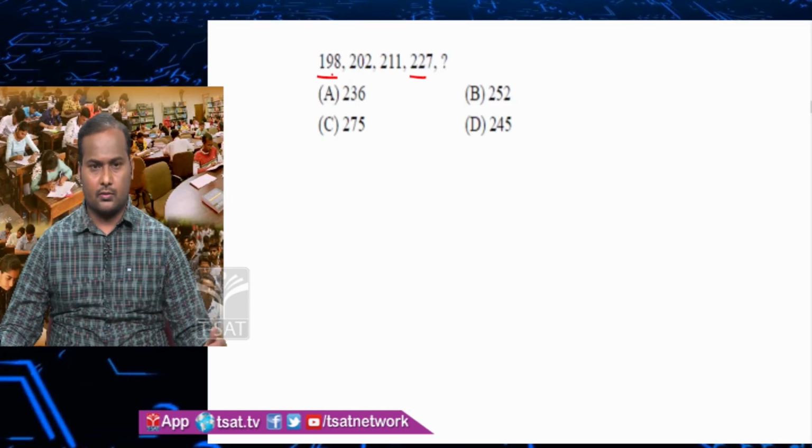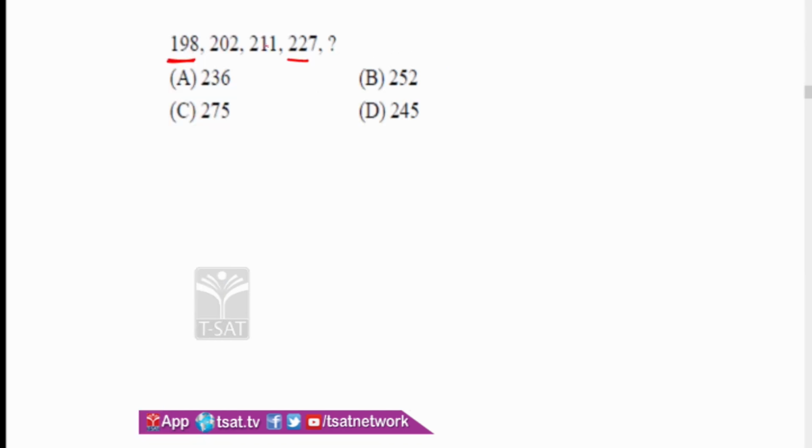For example, in this question, the initial number is 198 and the last number is 227. So, there is not much increase, 198 to 227, there is not much increase. Whenever there is not much increase, we will take the difference. Here the difference between 198 and 202 is 4, here it is 9, here it is 16, and the moment you see 4, 9 and 16, they are squares, so obviously the next square will be 25, that is 5 square. So, 227 plus 25, your answer will be 252.